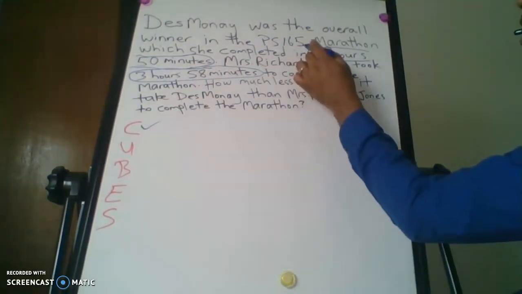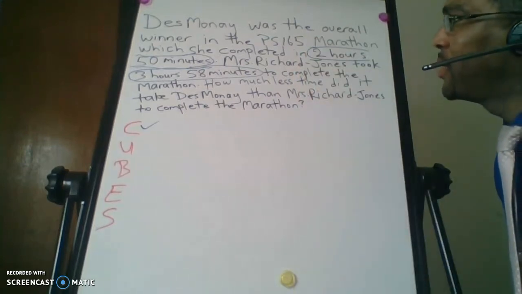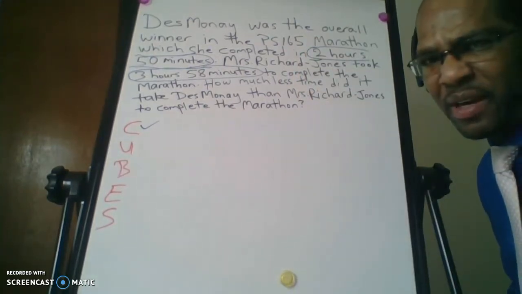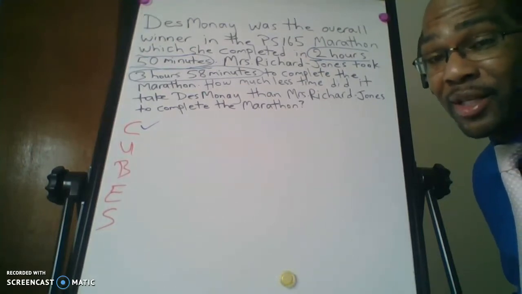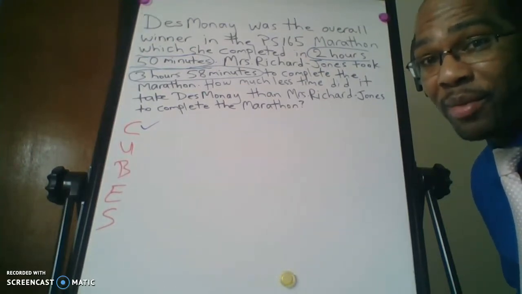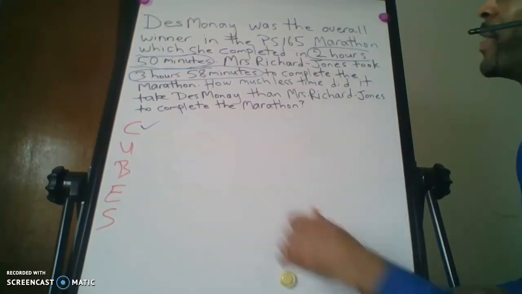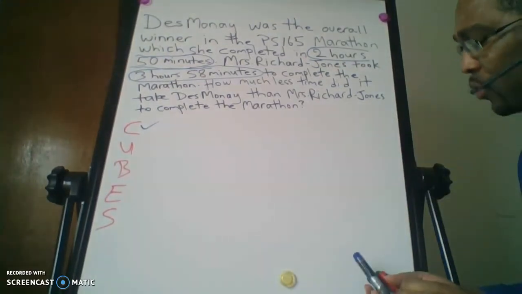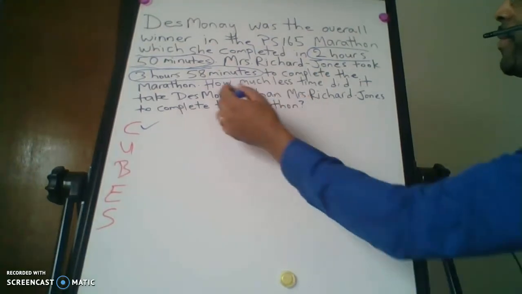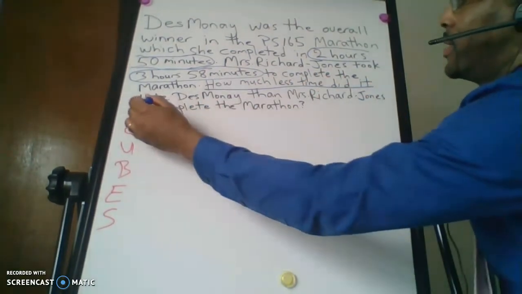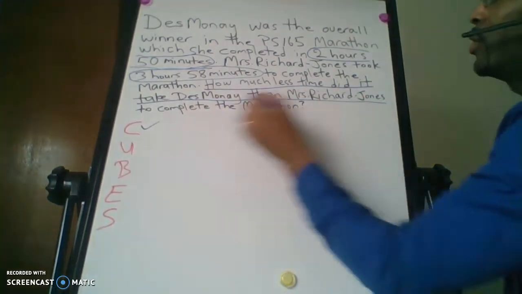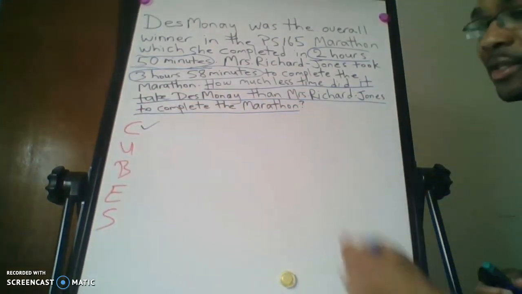Am I going to circle PS165? Because I mean key numbers? No. 165 is a number, but it is not a number that's going to help us solve this problem. Okay. I'm going to underline the question. How much less time did it take Desmond than Miss Richard Jones to complete the marathon?